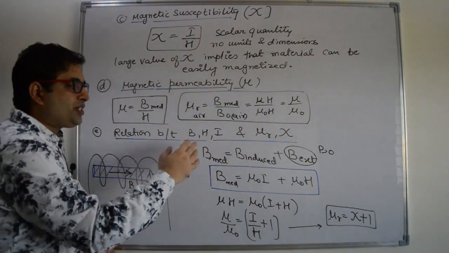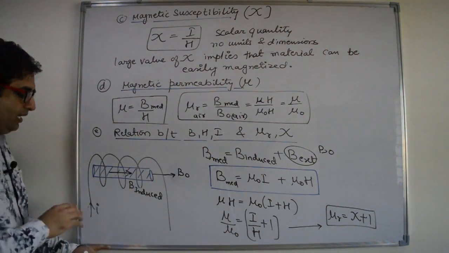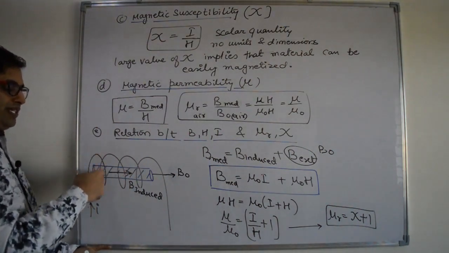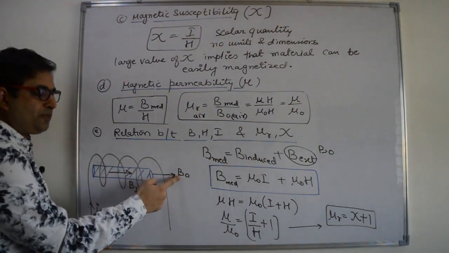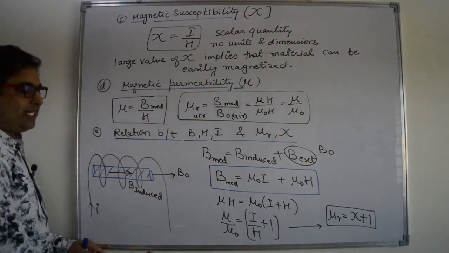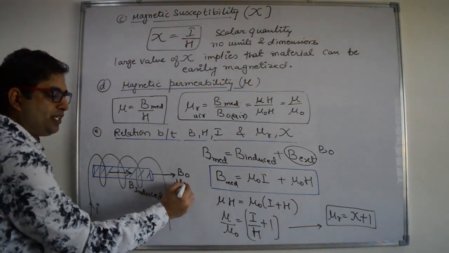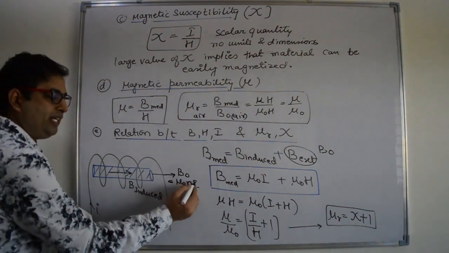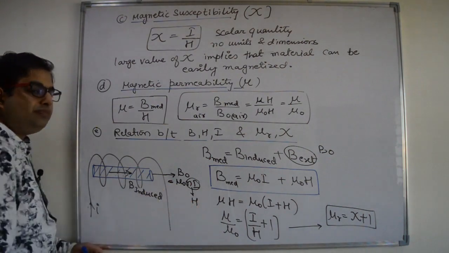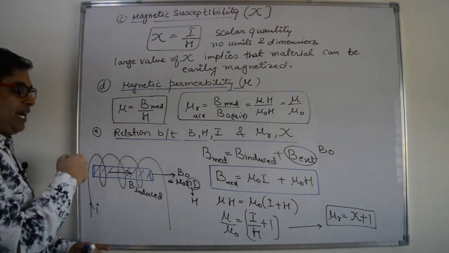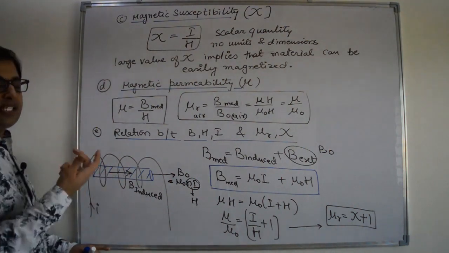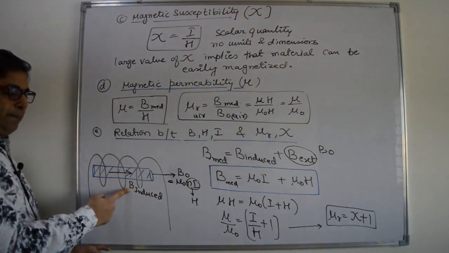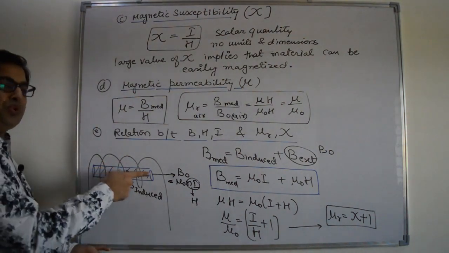Now let us find out the relation between the different terms. Let us suppose we are magnetizing this material which is inside a solenoid, and the solenoid is producing magnetic field B naught, that is the external magnetic field, and its value is mu naught Ni, where Ni is H, right? After some time the material will gain some magnetism. It will have its own magnetism. That value is B induced, that is the magnetic field induced in the material.